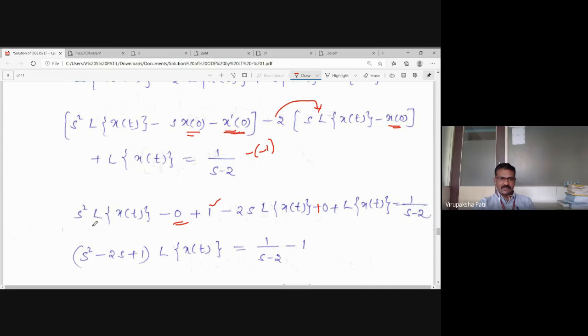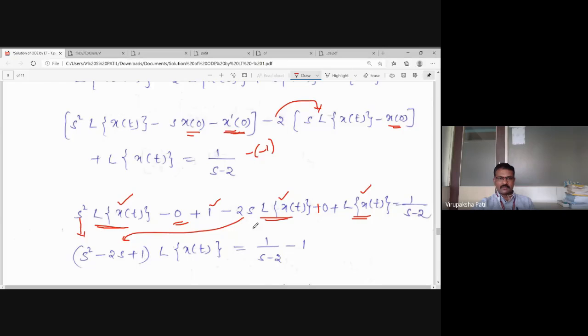Now please, we'll go a little bit quick here. Concentrate on this term, this term, this term. Here L of x of t is common, so we'll take L of x of t common. From the first term, you will be left with s square. From the second term, you will be left with minus 2s. From the third term, it is only L of x of t, so you are left with 1.